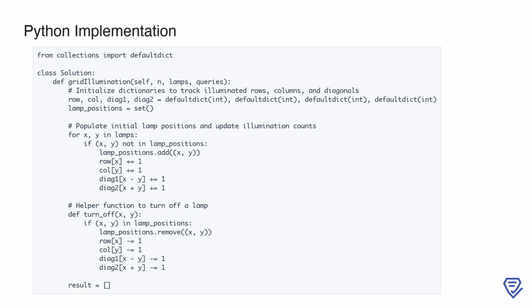Next, we iterate over the lamps input. If a lamp's position is not already in lamp_positions, we add it and increment the corresponding counts in the row, col, diagram1, and diagram2 dictionaries. This ensures that each lamp updates the illumination status of the cells it affects. We also define a helper function turn_off to deactivate a lamp. If the given coordinates are in lamp_positions, this function removes the lamp and decrements the illumination counts for the affected row, column, and diagonals. Finally, we initialize an empty list, result, which will store the output for each query.